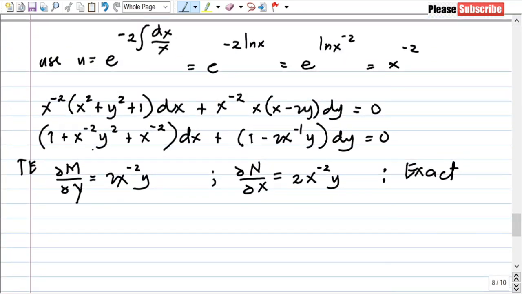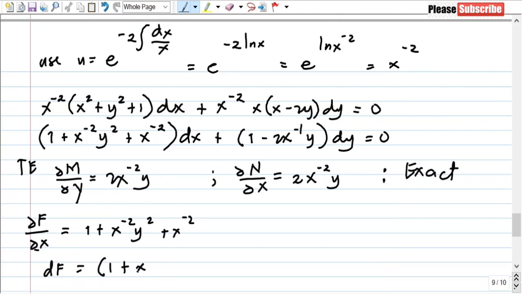Okay, gamitin natin yung ito. Itong isa. O, mas gusto nyo to? Pwede naman. Bakit hindi? Ito na lang. Ayan. So, we have, gamitin natin to ha. The partial derivative of f with respect to x should be equal to M, which is 1 plus x to the negative 2 y squared plus x to the negative 2. Okay? So, or magiging df, ilagay natin sa kabila, 1 plus x to the negative 2 y squared plus x to the negative 2 dx. Yan. dx.